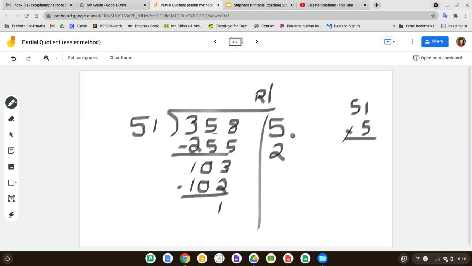And then what am I going to do to figure out this partial quotient? I'm going to add these two partial quotients together, and that is going to give me a 7 for my actual total quotient. So my answer should be 7 remainder 1.